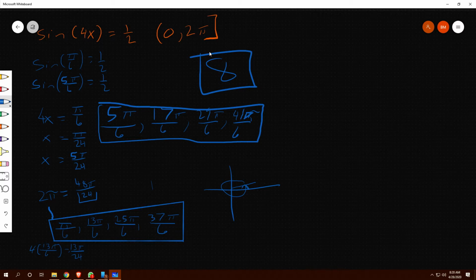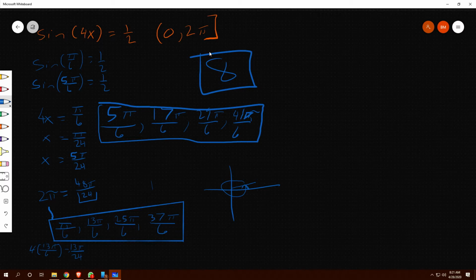So I went to pi over 6, I added 12, I got 13 pi over 6, it's under 48, that's good. I added 12 again, 25, under 48, good. Added 12 again, and that's 37. That's under 48, that's good. If I try to add 12 again, I get 49. And it'd be too much.